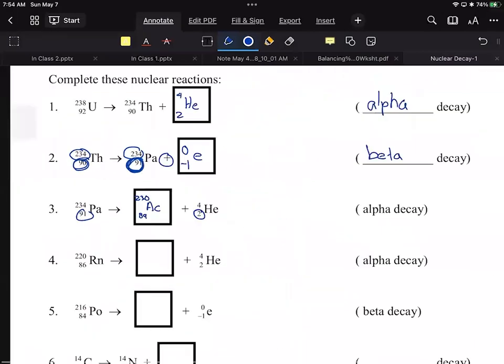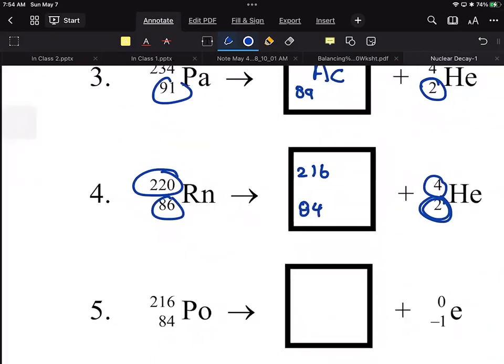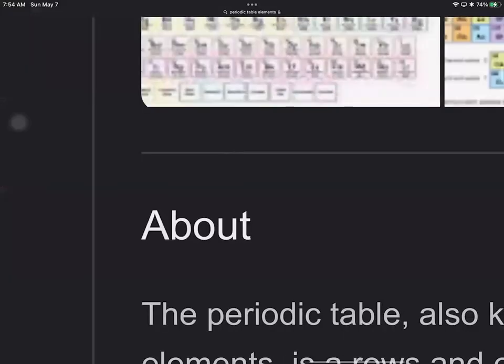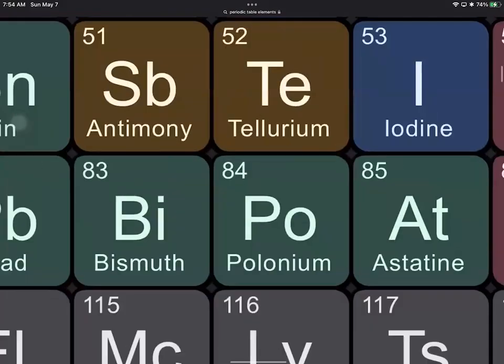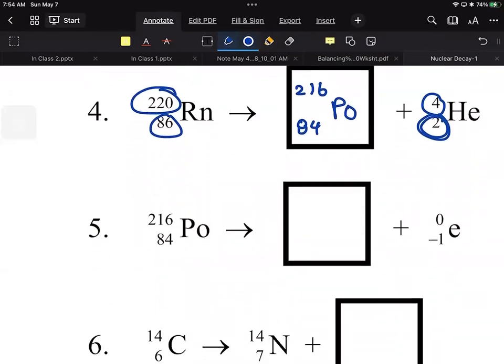Okay, sweet. Number 4. 220 breaks down into 4. So what plus 4 equals 220? It'll be 216. And then what plus 2 equals 86? So 84. So when you find an element that has 84, this will be polonium, Po. All right, sweet. Halfway through.